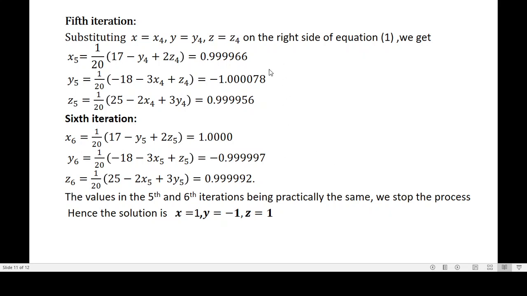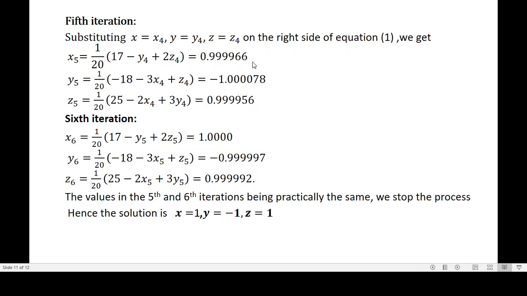Okay. Now observe these values. x6 is equal to 1. x5 is equal to 0.999, which is almost same, isn't it? y6 is equal to minus 0.999 and y5 is minus 1. z6 is equal to 0.9999 and z5 is equal to 0.9999. Now if you compare these values, the values in the fifth iteration and the sixth iteration are practically same. Therefore, we stop the iteration process and write the solution.